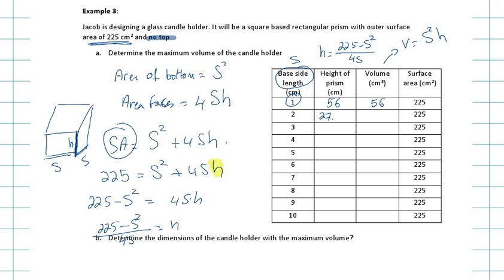Now, if I want to find the volume, I have to do S squared times H. So that's 2 squared, which is 4, times 27.625. And I think I'm going to get 110.5.